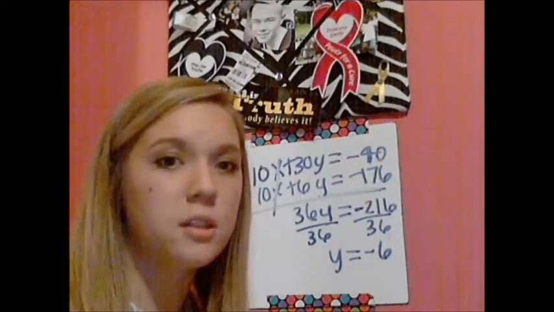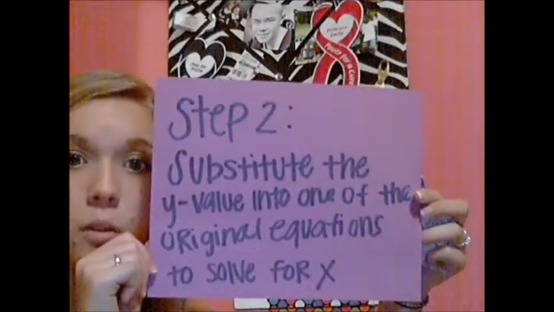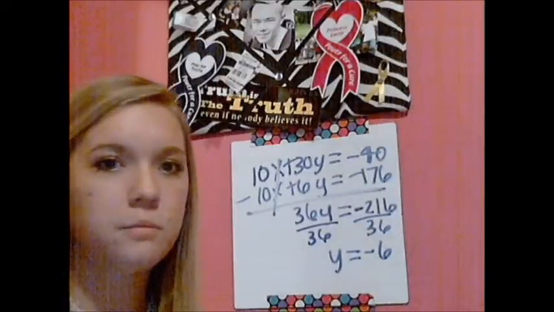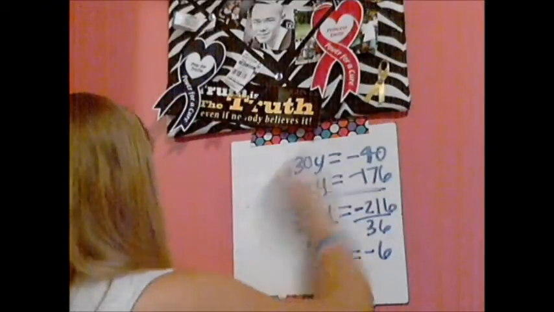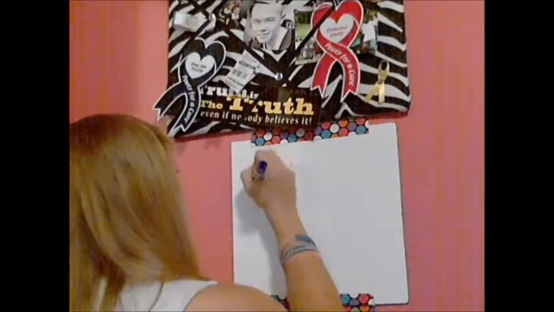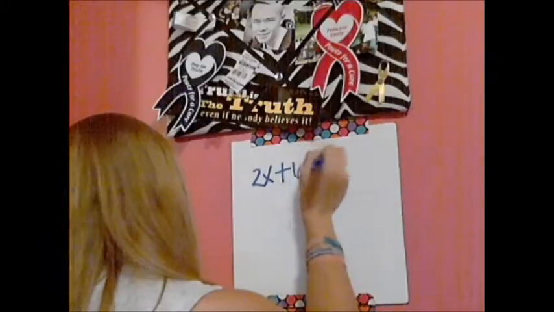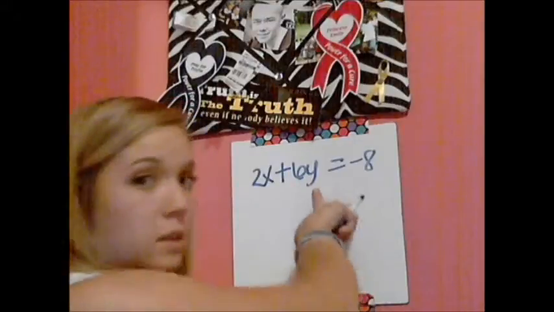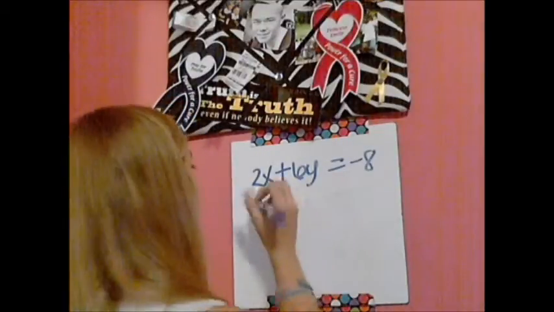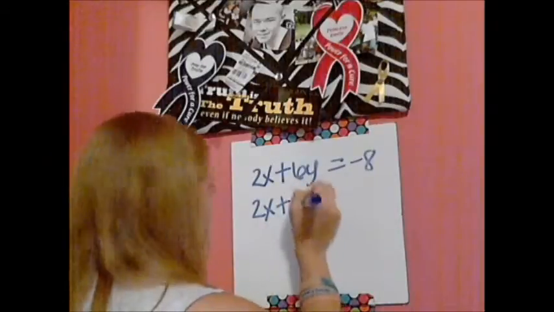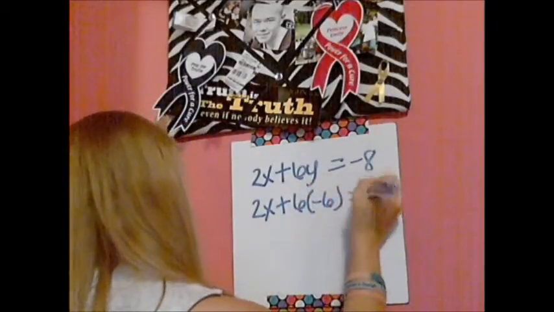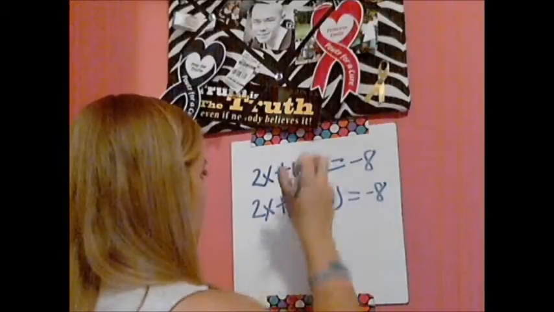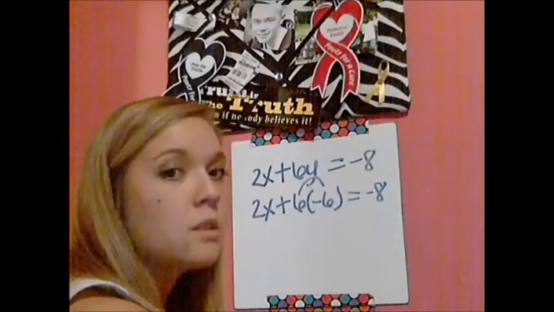Now step 2 is just like step 2 on the first set of equations we had. Substitute the y value into one of the original equations to solve for x. Once again, I am simply going to use the first equation, 2x plus 6y equals negative 8. I'm going to take the negative 6 and plug it in for y. 2x plus 6 times negative 6 equals negative 8. 6 times negative 6 equals negative 36.